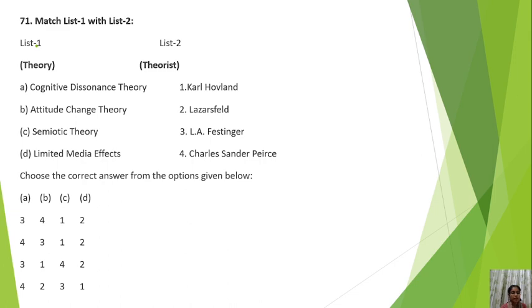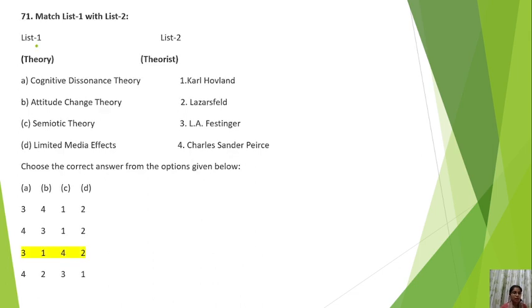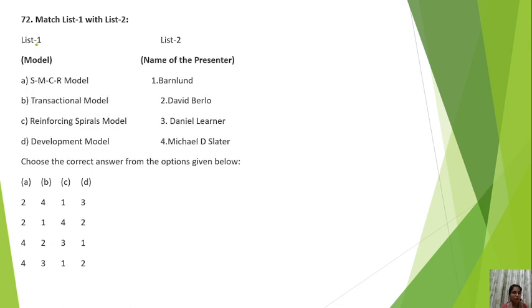Semiotic theory is associated with the theorist Charles Sanders Peirce. This writer has written the book on semiotics. And attitude change theory by Carl Hovland and cognitive dissonance theory by L.A. Festinger. Okay. So here is the answer. You can take a screenshot. Cognitive dissonance, L.A. Festinger; attitude change theory, Carl Hovland; semiotic theory by Charles Sanders Peirce; and limited media effects by Lazarsfeld.